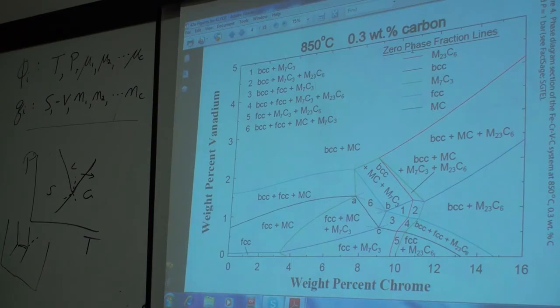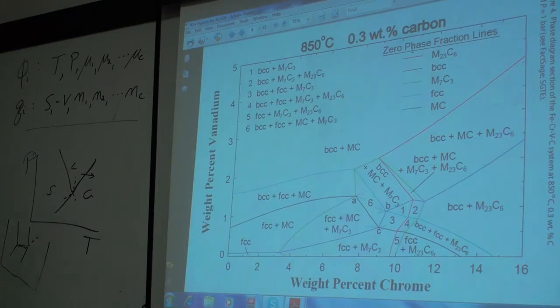Now a zero phase fraction line can be calculated by FactSage by simple iteration. I'll show you what you do. First of all, you set up your axes and constants of the diagram, and then you go around the axis, you go around the frame, you go around the outside of the diagram, and you look for the ends of the zero phase fraction lines. This is easy to do using the target option of FactSage. Basically, it's done automatically for you.